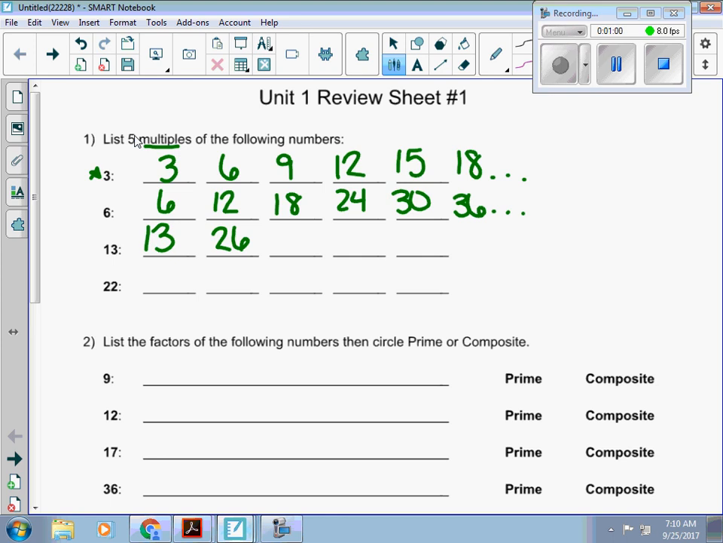And 13, even though it's prime, it still has multiples, because now it's not the answer, it's part of the problem. So 13 times 1 is 13. 13 times 2 is 26. 13 times 3 is 39. And then we can keep going onward and onward. And then 22, 44, 66, 88, 110.